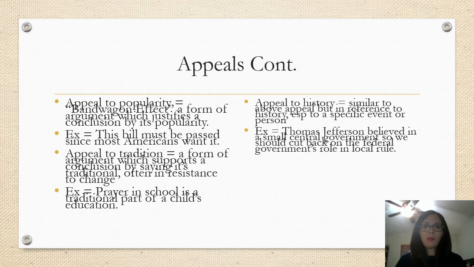Or, for example, Thomas Jefferson believed in a small central government, so we should cut back on the federal government's role in local rule. So history is more specific. I'm going to mention an event or an individual rather than tradition, which is more general.